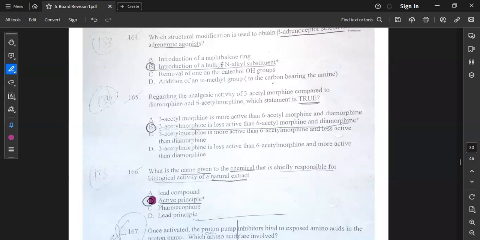What's a lead compound? In drug discovery, it's a chemical compound that has pharmacological or biological activity that's likely to be therapeutically useful.